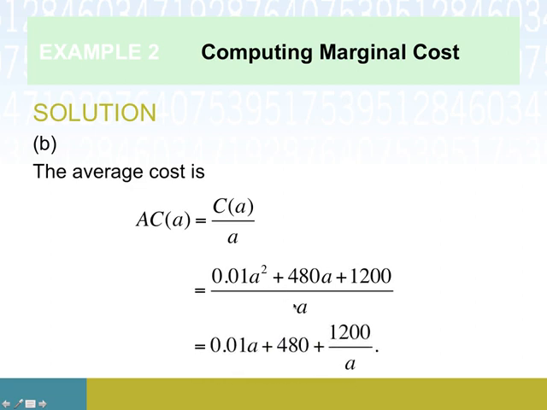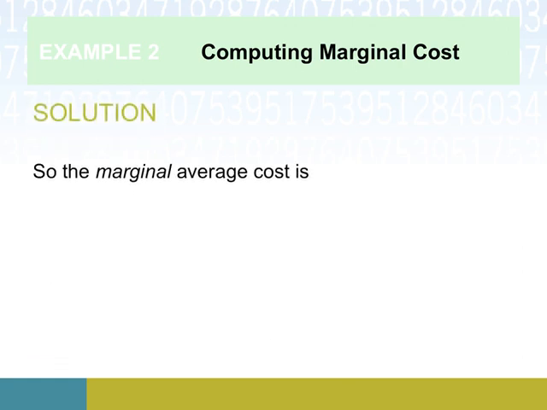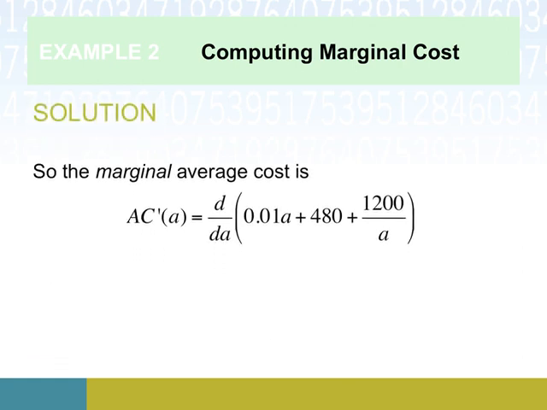And then with a little simplification, dividing A into each thing, well, okay, A doesn't go into 1200, so we still have a 1200 over A when we're done. But at least it comes out of these other terms. The alternative, if we have to take a derivative of something like this, is to use quotient rule, which is, I don't know, just not that much fun, if we can get away with it. Sometimes it's necessary, but. So marginal average cost would take the thing we just found and take its derivative.